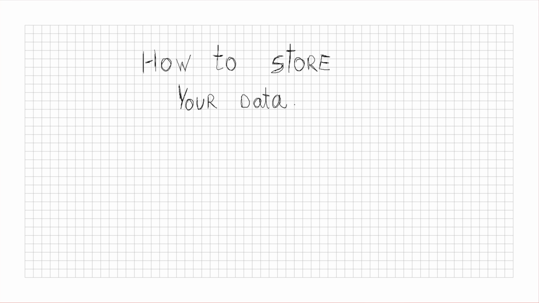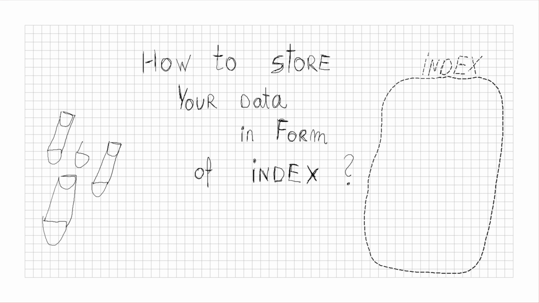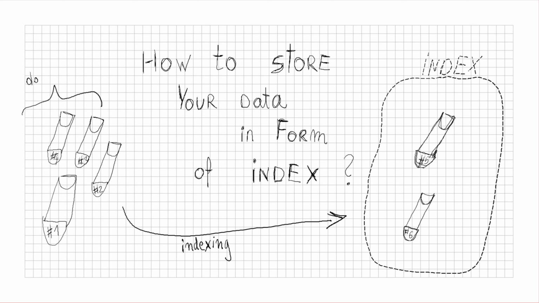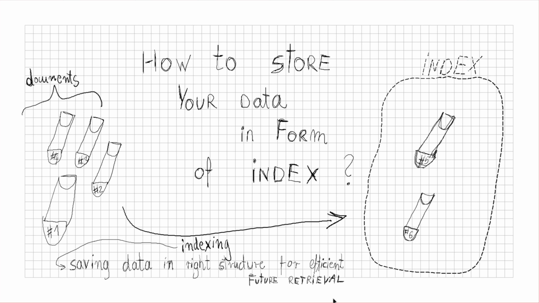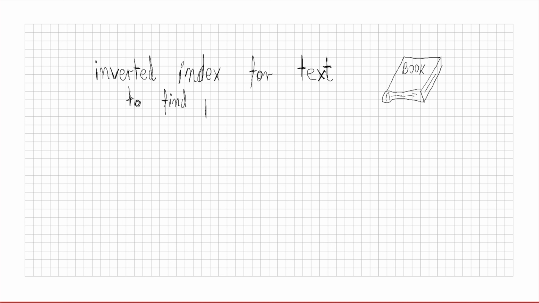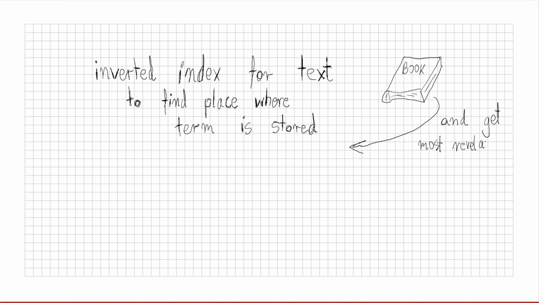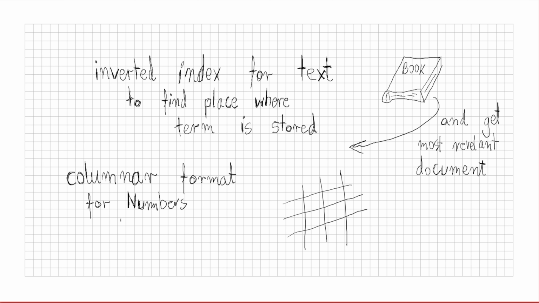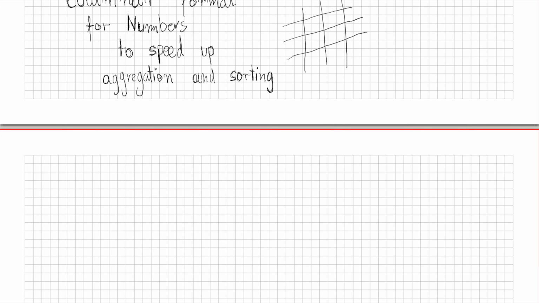Do you know how to save your data in the form of an index? Imagine you have an index and you want to put some documents into it. The process of adding your data to an index is called indexing. Indexing is saving data into the correct structure for efficient retrieval later on. The data must match the mapping definition. For text, it works more like in a book. Elasticsearch uses an inverted index to know where to look for a particular keyword. Numbers can be stored in a columnar format. This makes sorting and aggregation much easier.